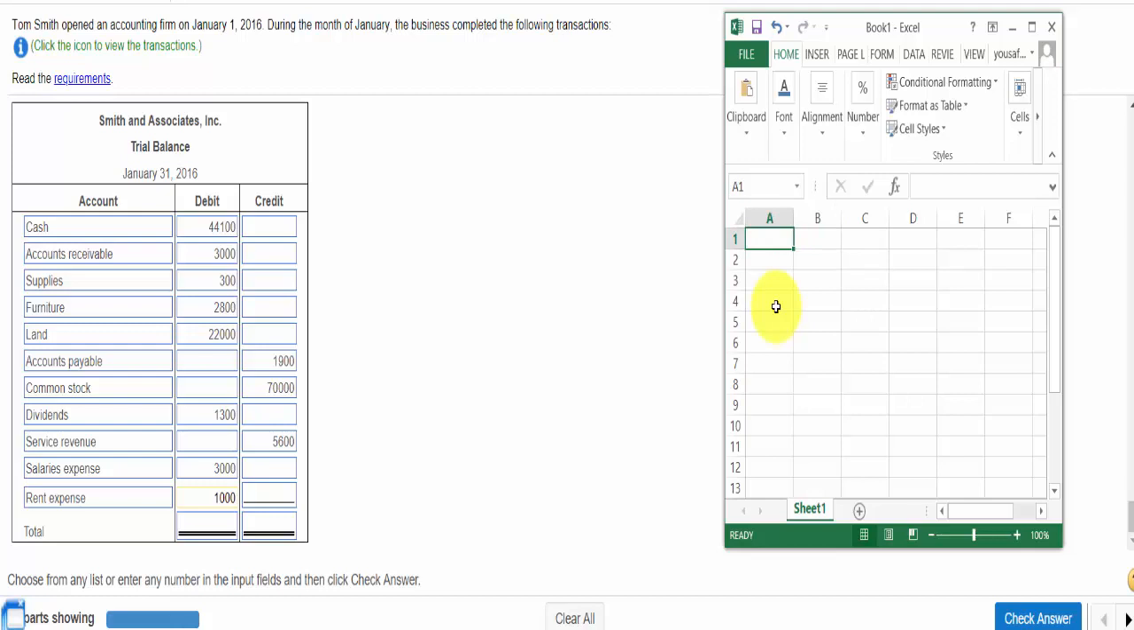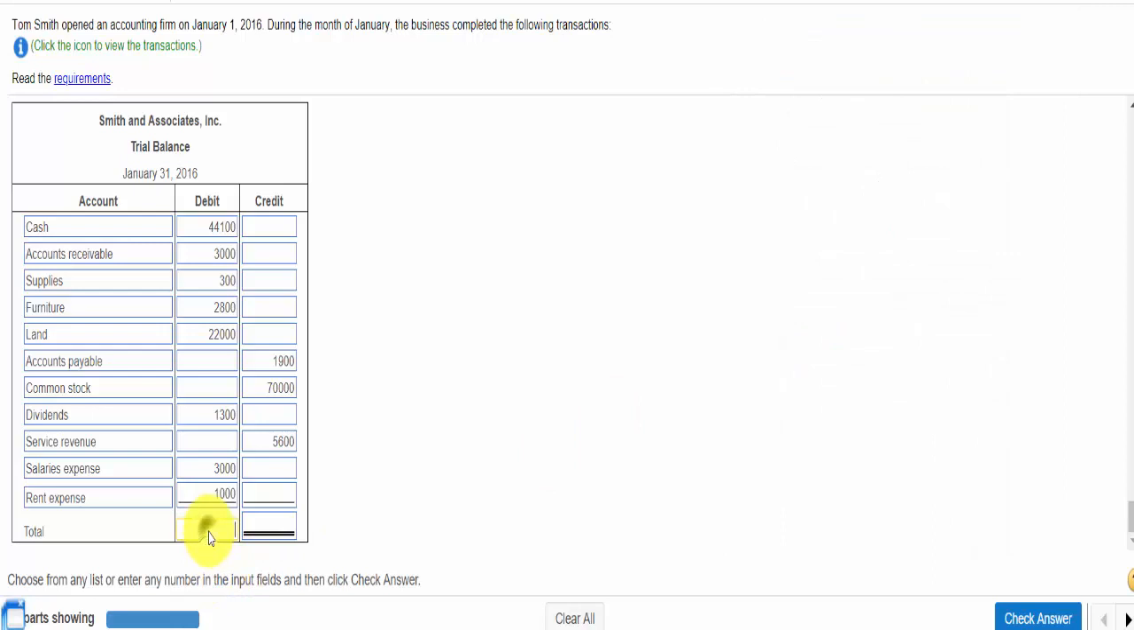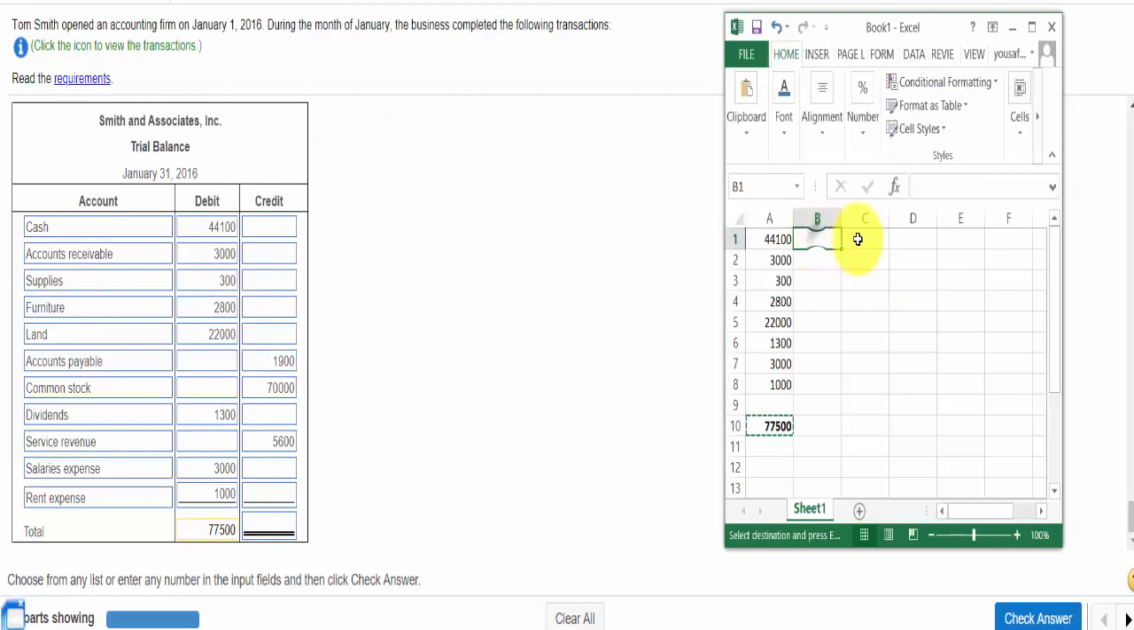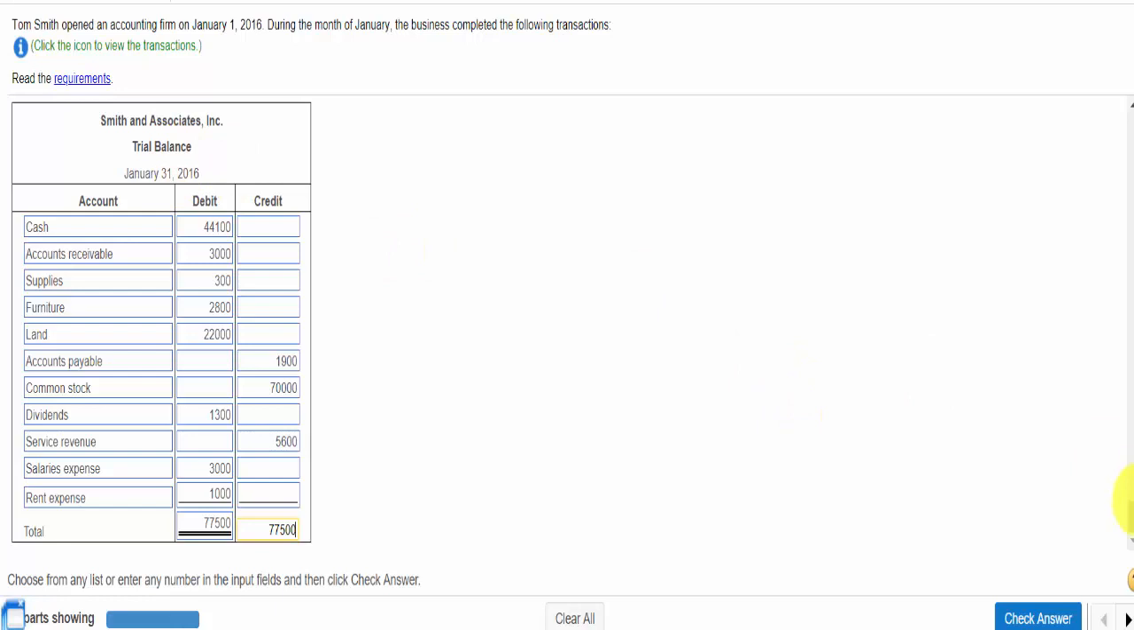Here, on the debit side, 44,100 and 3,300, 2,800 and 2,300 and 3,100. Now I am going to total it. Total is 77,500. I put the 77,500 on the debit side of the trial balance. The credit side is 1,900, 70,000, 5,600. I total these amounts. Now our debit and credit of the trial balance are equal, so our question is correct.